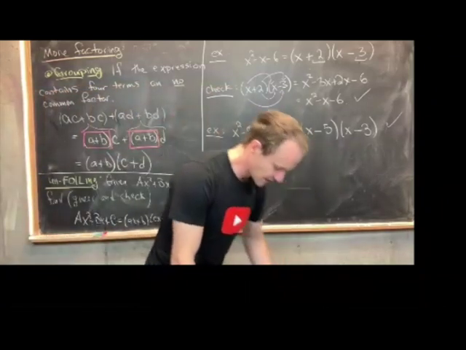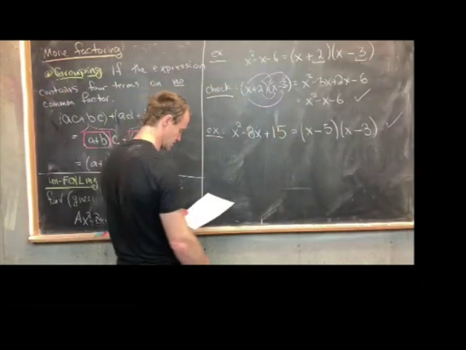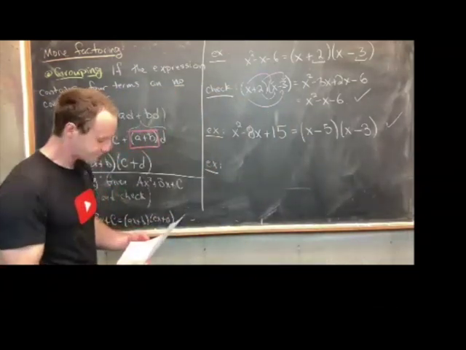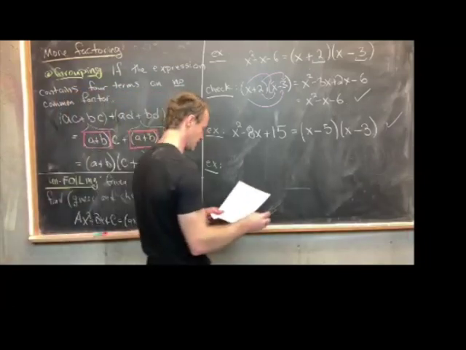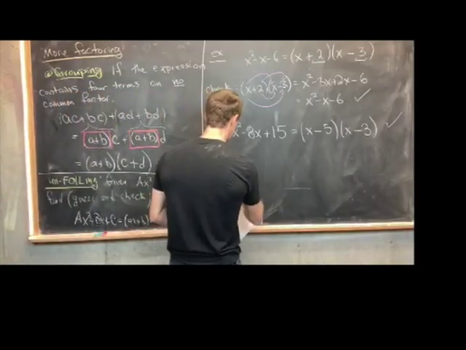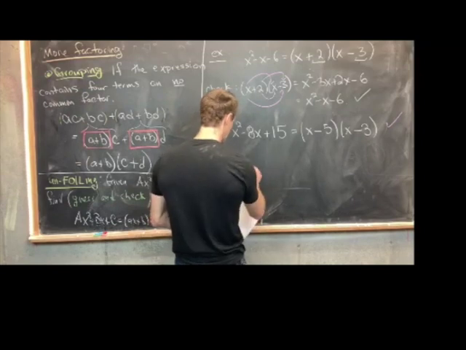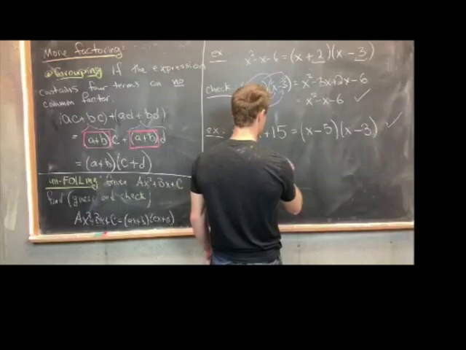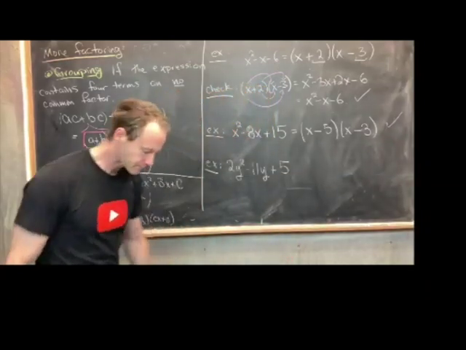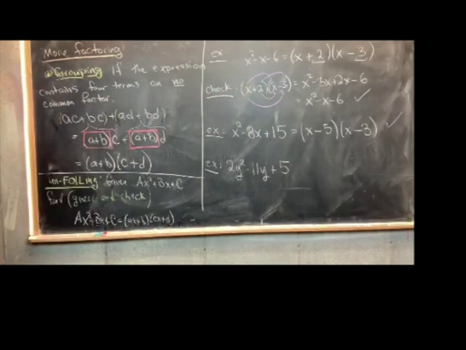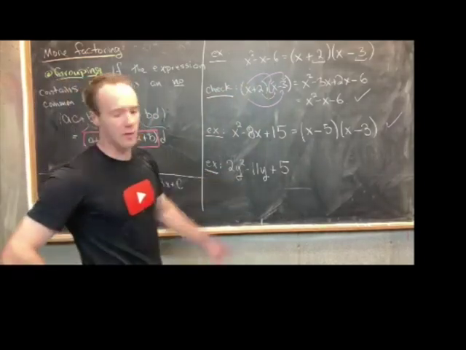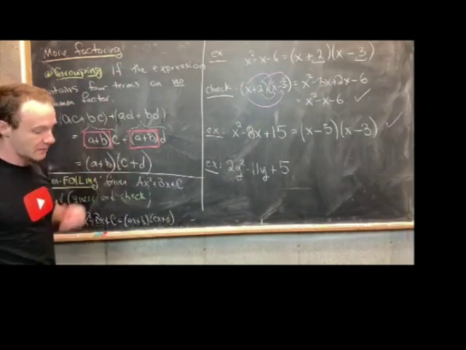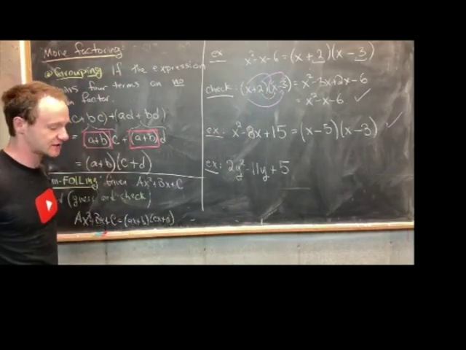Okay, so let's look at another one. Let's say this, 2y squared minus 11y plus 5. A little bit trickier here because we've got a 2y squared instead of just a y squared. But we can still suitably guess and check until we get the answer, I think.